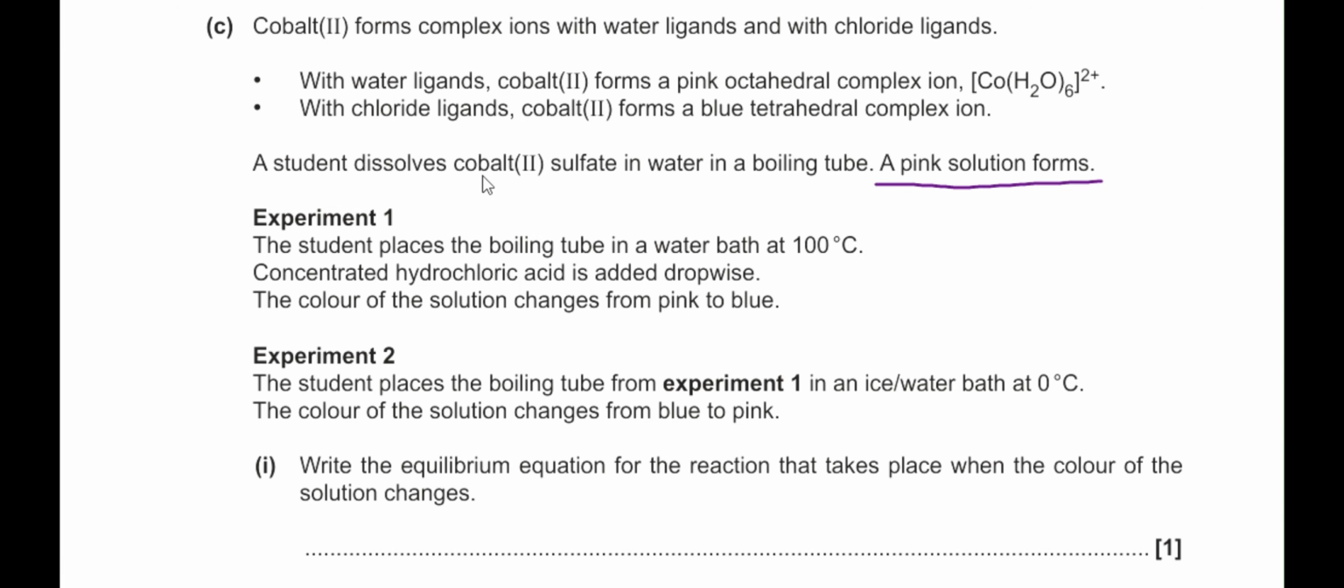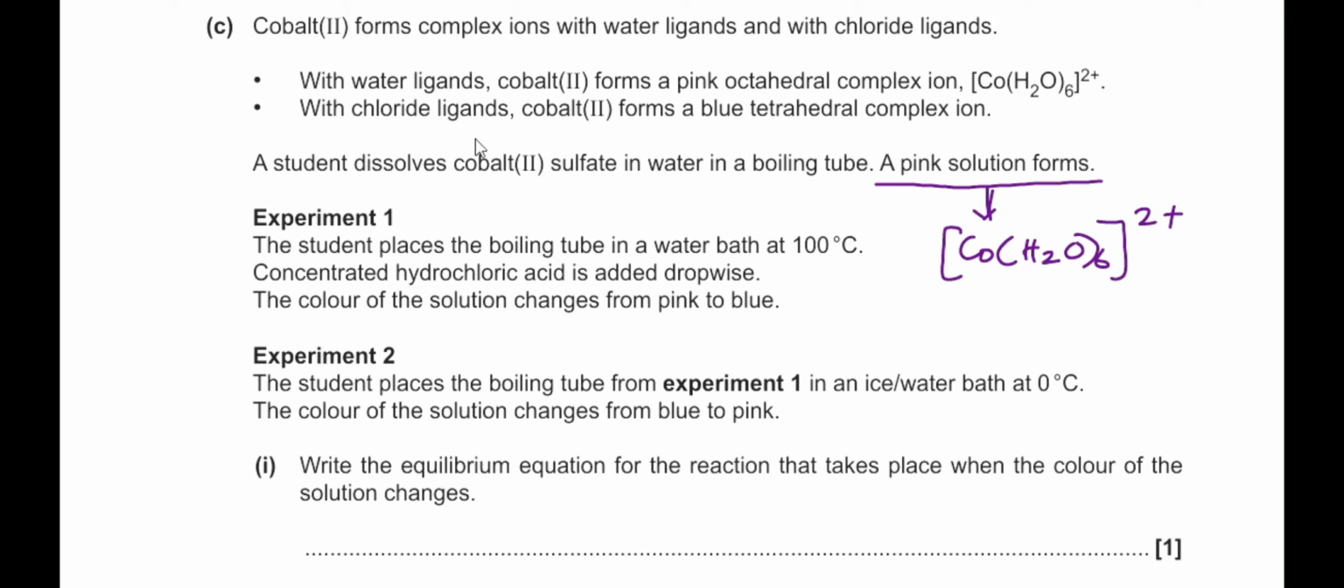The starting point here is cobalt-2 sulfate is dissolved in water. Therefore, the pink solution formed will be the Co(H2O)6 2+ ion. When this is reacted with hydrochloric acid, the color changes from pink to blue. That's what is referred to in the question here, the reaction that takes place when the color of the solution changes.